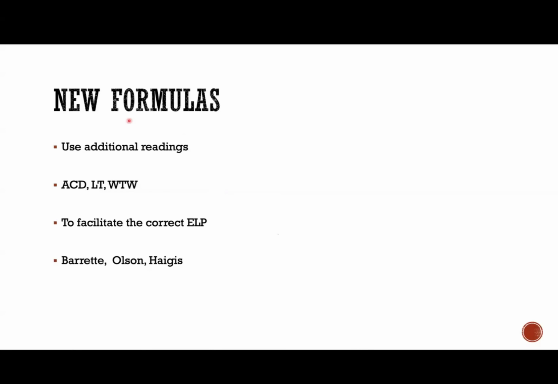And the newer formulas actually use additional readings. They use anterior chamber depth, lens thickness, and white to white. So why? They use these measurements to evaluate the correct effective lens position. So what do we mean by effective lens position?